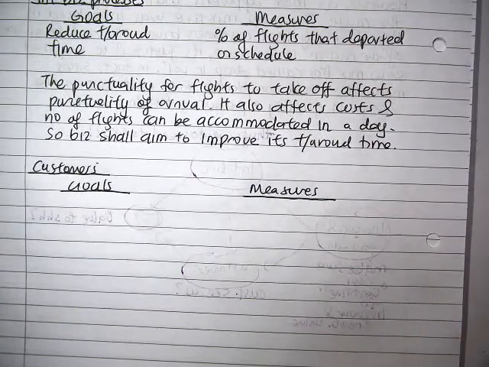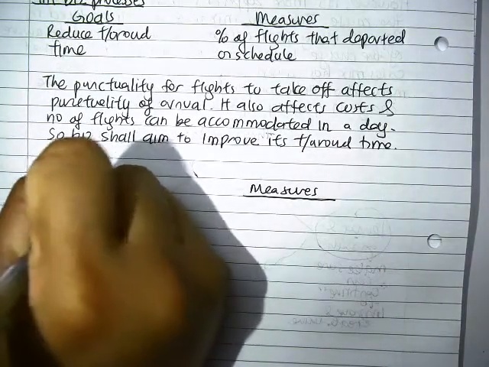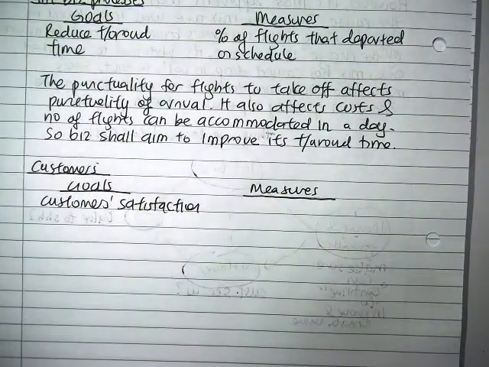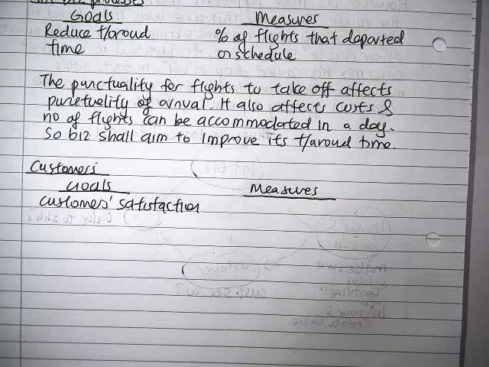Now your goals, which obviously is customer satisfaction, okay? So the aim is how you want to make customers satisfied with you, that they are happy with you. So what would affect satisfaction? Well, I think punctuality, flight cancellation, alright. Now all this is important.